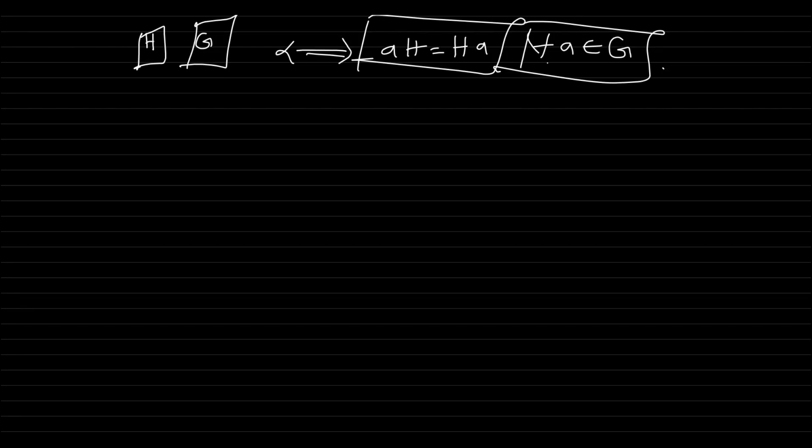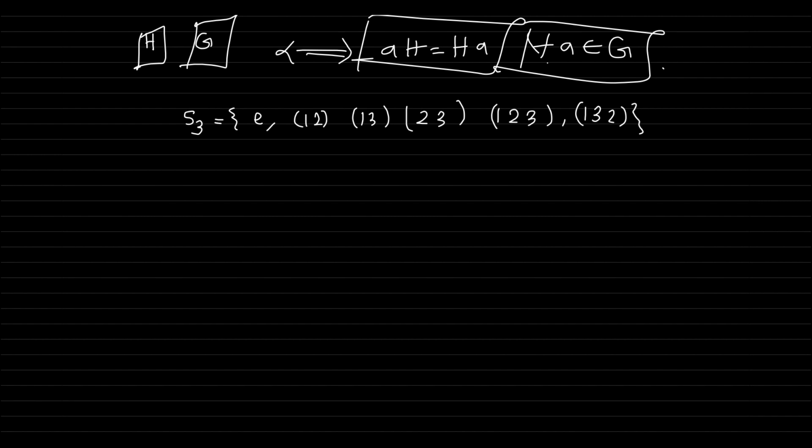So for the next example, consider S3. S3 means the set of all permutations of 3 elements. So the identity element, (1 2), (1 3), (2 3), (1 2 3), (1 3 2). These are the elements in S3.